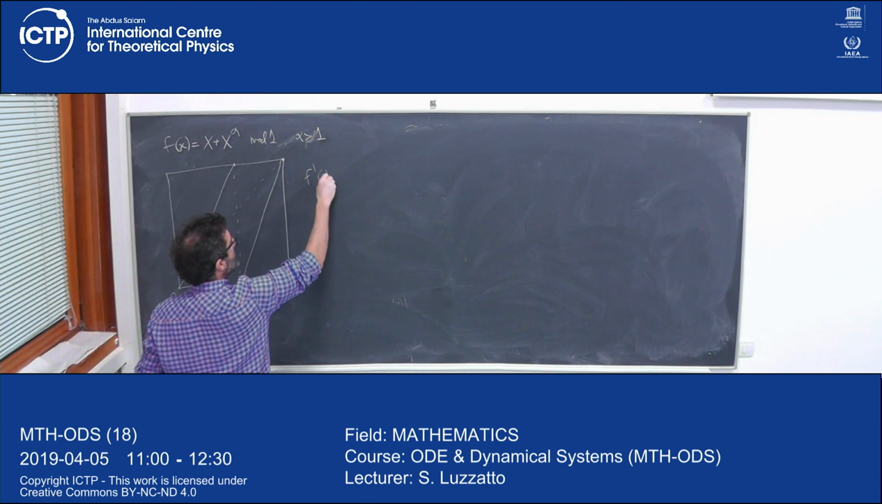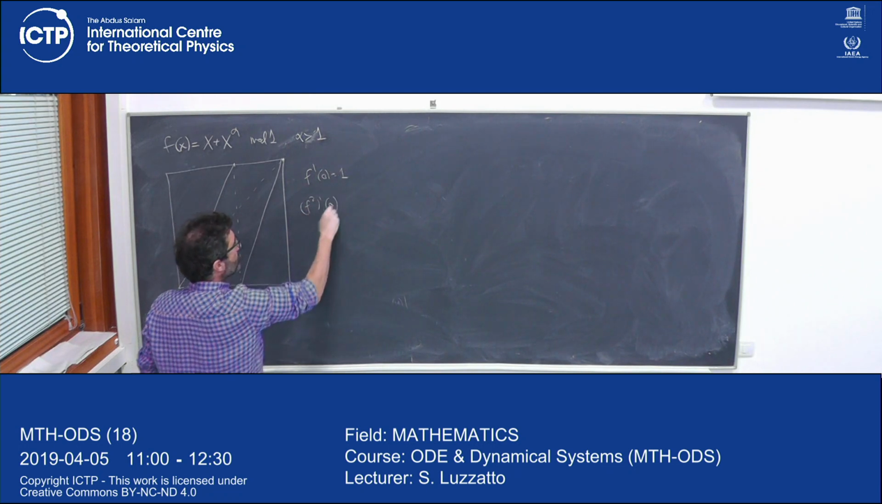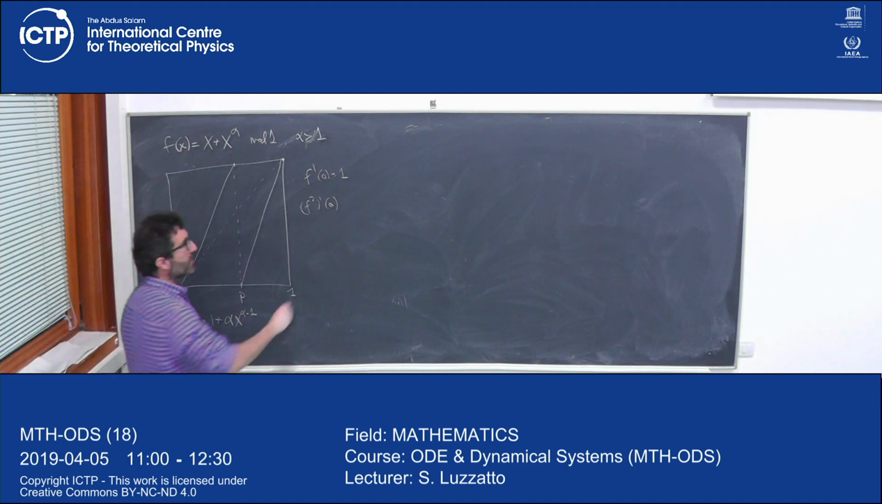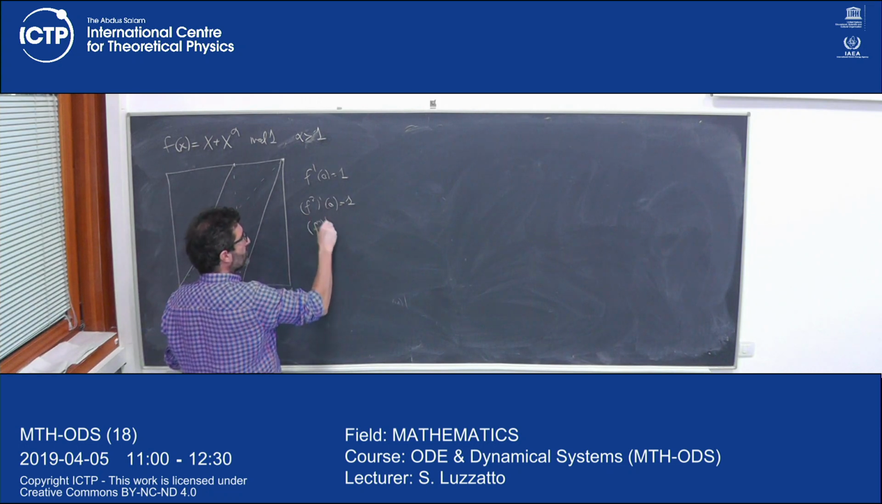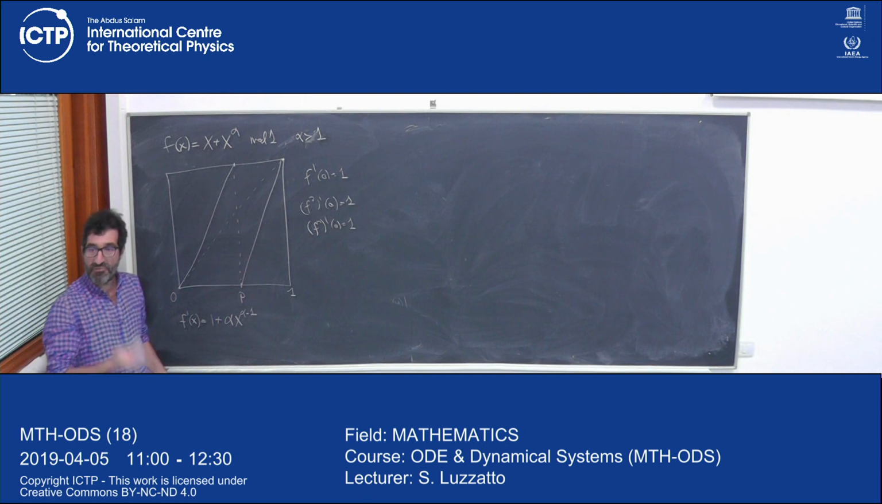The derivative at 0 is equal to 1. So what's the derivative of the second iterate at 0? 1. It is also equal to 1. So the derivative of every iterate at 0 is equal to 1. Because it's a fixed point, the derivative of every iterate is still 1. So we cannot iterate away this problem.